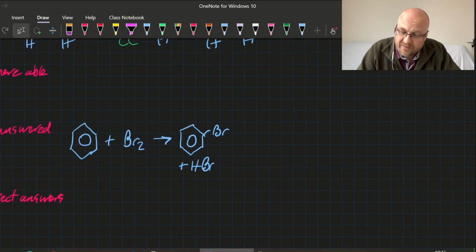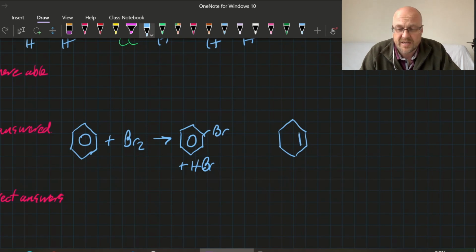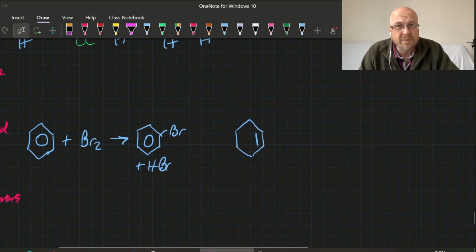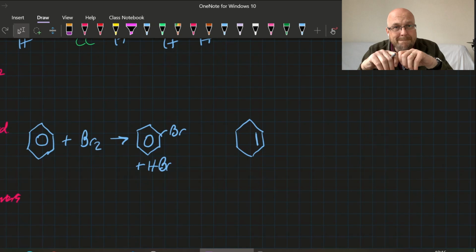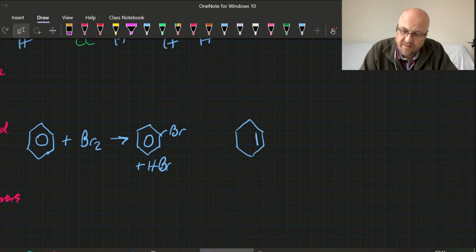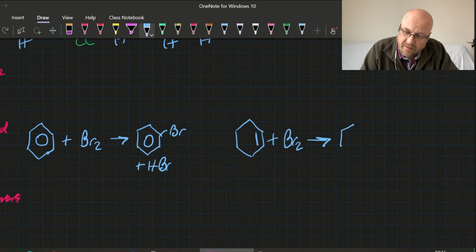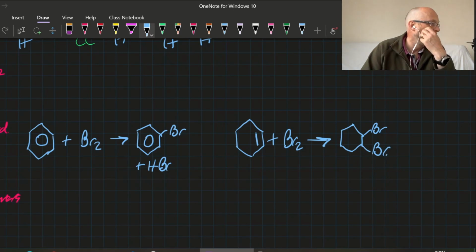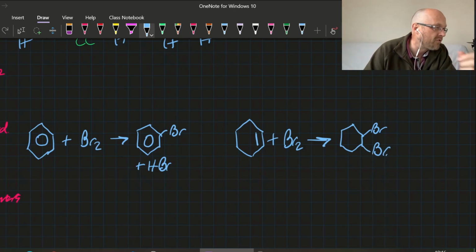For cyclohexene, well, that behaves like an alkene. And so when you add bromine to an alkene, the double bond breaks and you stick a bromine on each end. So let me add the bromine to that. I'm going to break that double bond and add a bromine onto each side to make the dibromo. How many points? 2. That should be enough for 2 points.